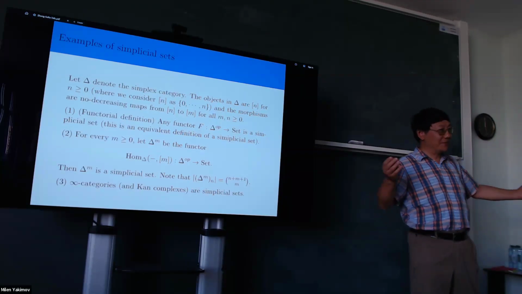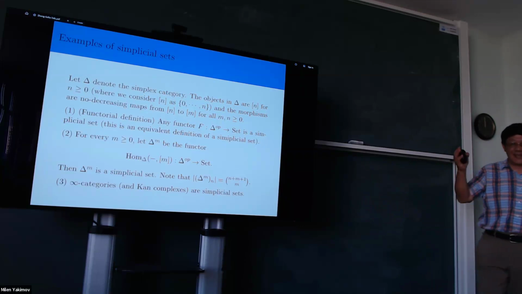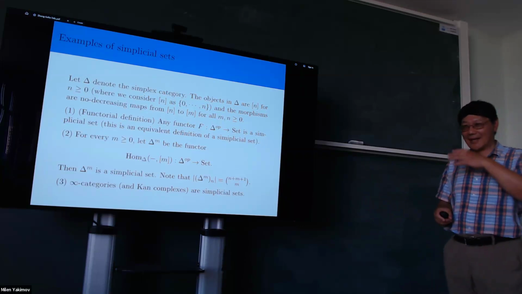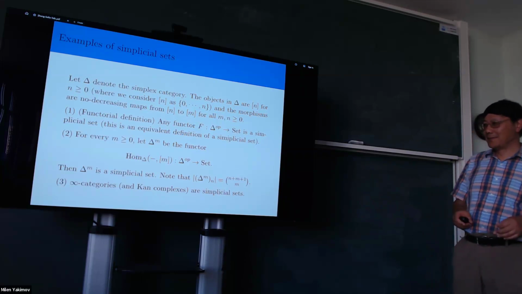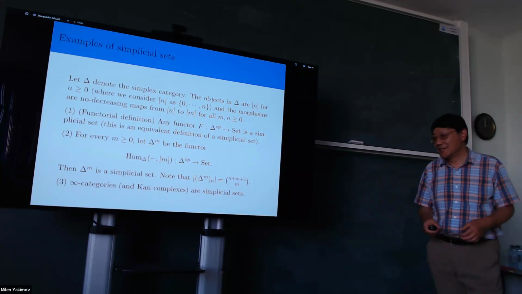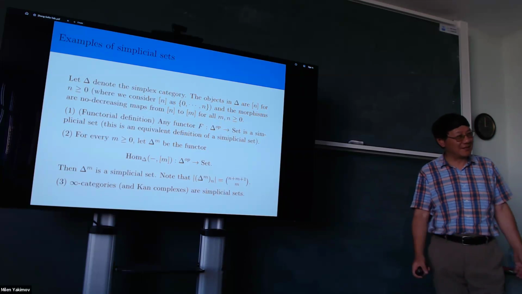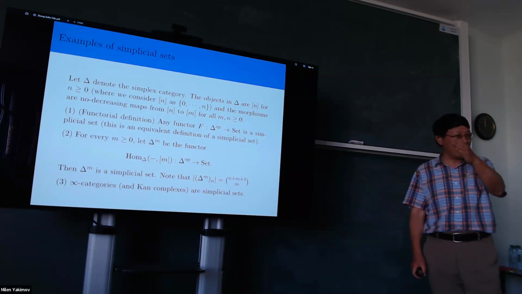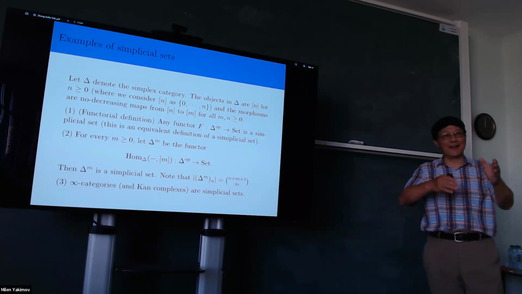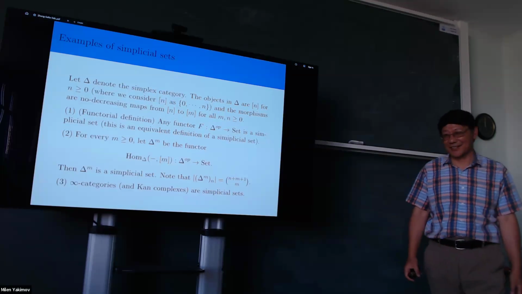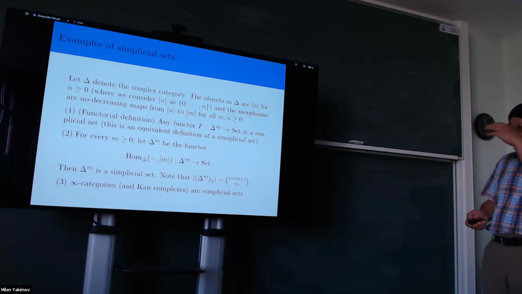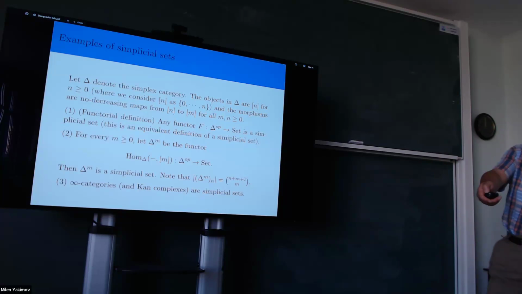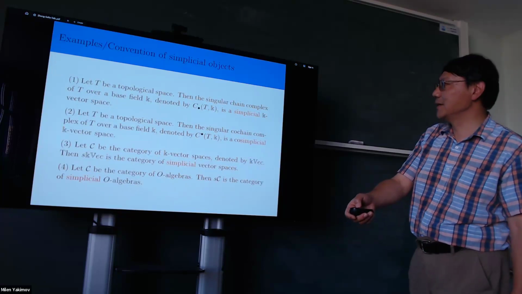Then what are the examples of simplicial sets? There are lots of examples, but in the last 20 years or so, a very popular topic is infinity category. An infinity category is a simplicial set, so now you know half of the definition of infinity category. An infinity category is a simplicial set satisfying one additional condition. A complex is again a special case. All right, so this is a simplicial set.